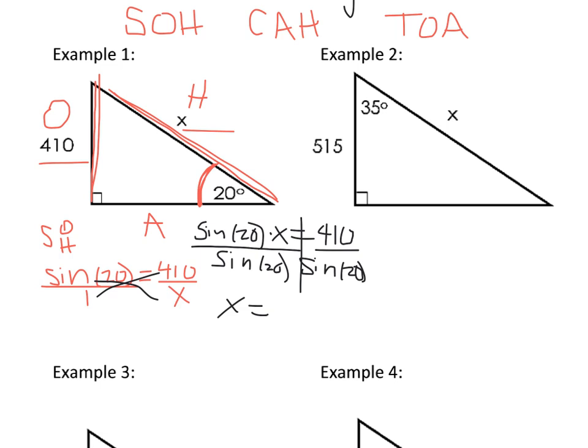But if we go ahead and do 410 divided by the sine of 20, that will give us our answer, 1,198.8. And when we use the trig functions, we are going to end up with decimals, so that's okay. So that's that side length.